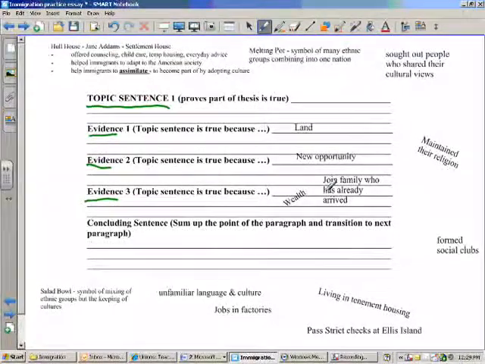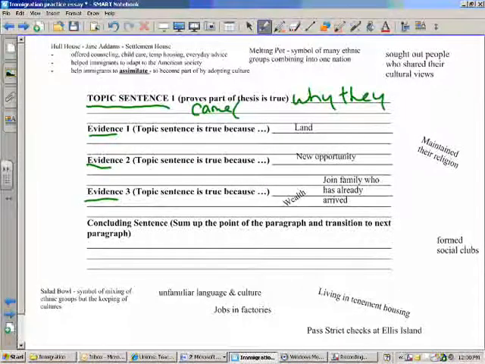If we take a look here, our topic sentence would introduce us to reasons why. What is the main purpose of this paragraph? What is it trying to tell us? What are the things that we put into our paragraph for our evidence? Land, new opportunities, wealth. These are all examples or evidence of what? Why they came. Good. Why they came, or we use our word from our theme, why they immigrated.